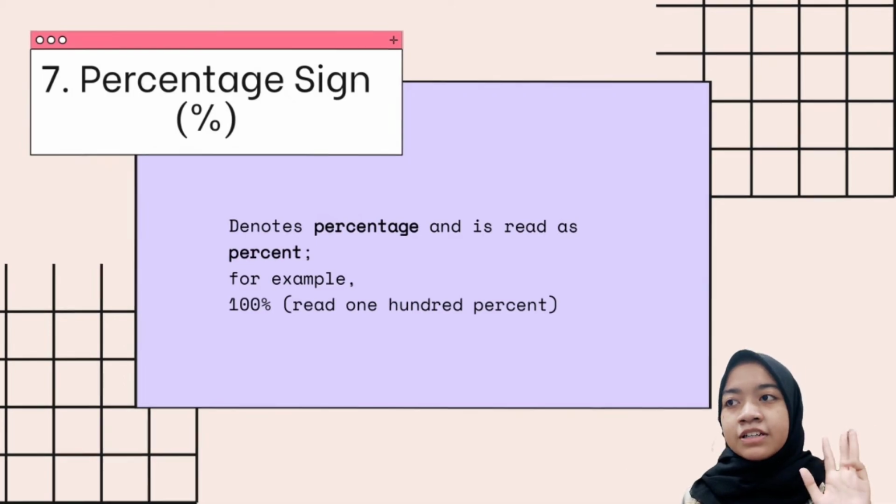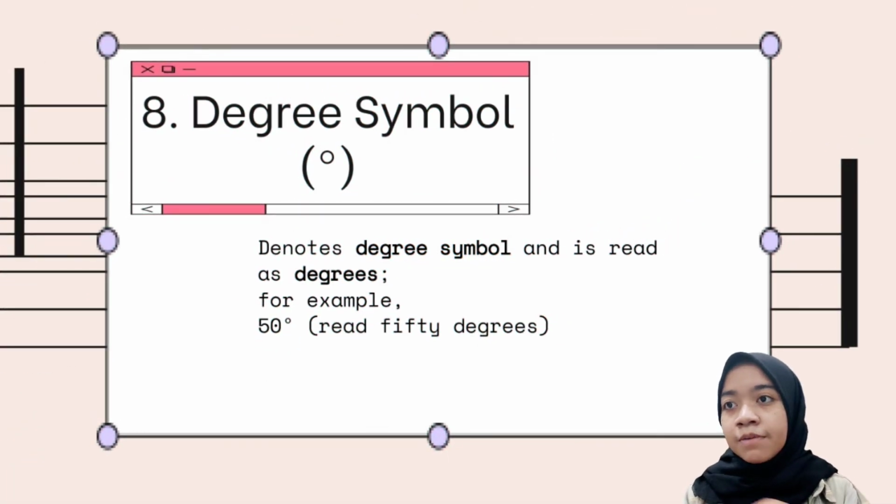We go on to number 8. Number 8, degree symbol. It denotes degrees and is read as degrees. For example, 50 degrees. Okay, we go to number 9.